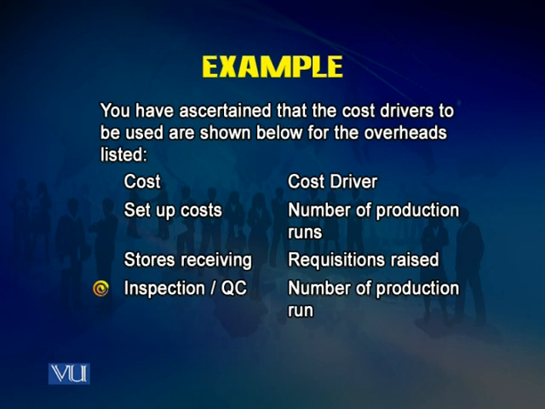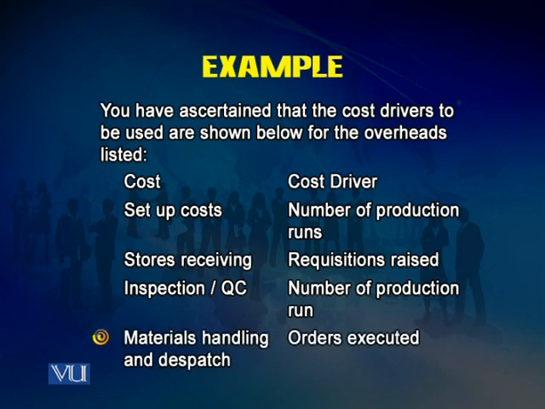Inspection and quality control, we are now saying that the cost driver is the number of production runs again. Inspection will need to be done every time a batch is produced. So therefore, as many batches are produced, that's going to determine how many inspections need to be carried out and quality checks need to be performed. Therefore, for inspection and quality cost, the cost driver has been chosen as number of production runs.